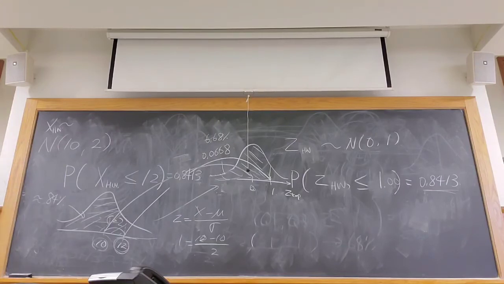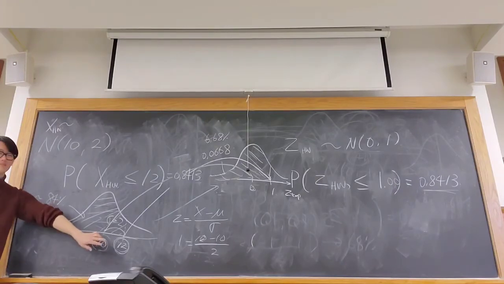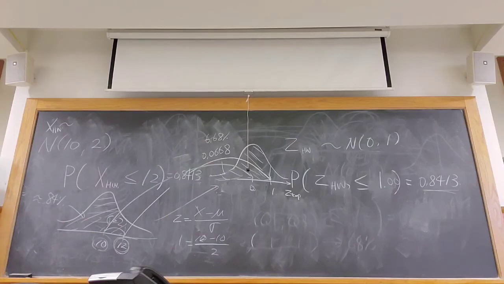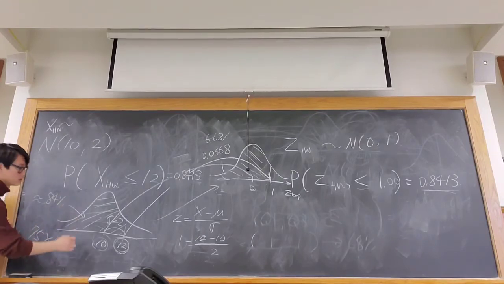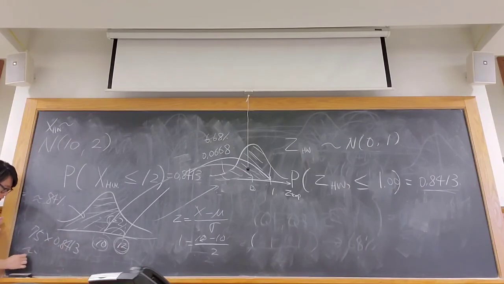Okay. And then what? Now I know that 84% of the class got a homework score lower than mine. And I know the total number was 75 people in this class. So if I multiply 0.84 by 75, I will get the actual number of students whose homework score is less than 12. And if you calculate this, you will get around 64. Okay?